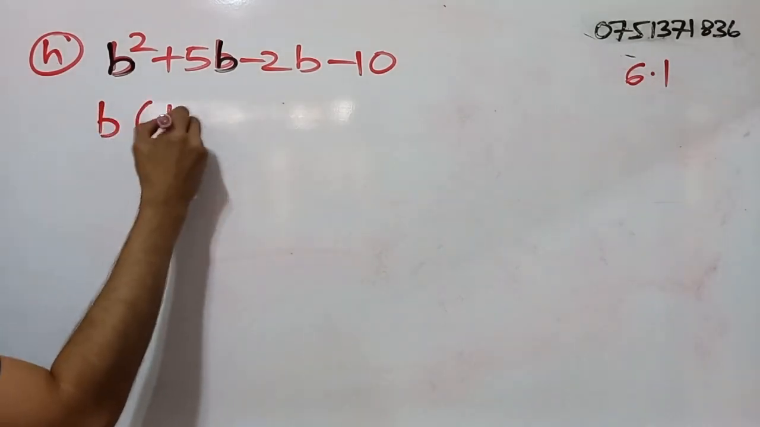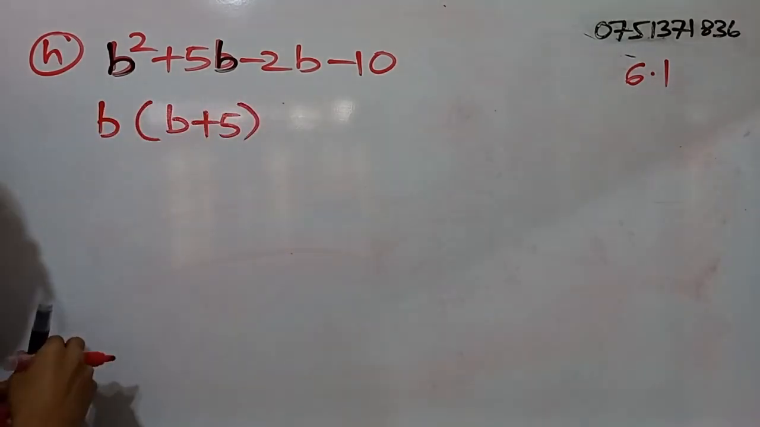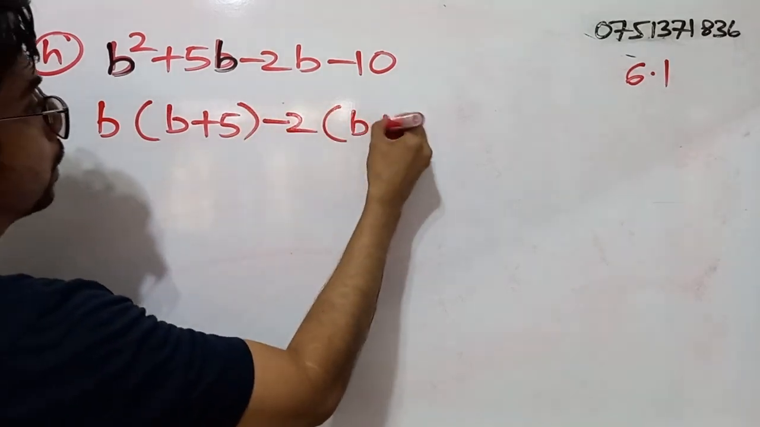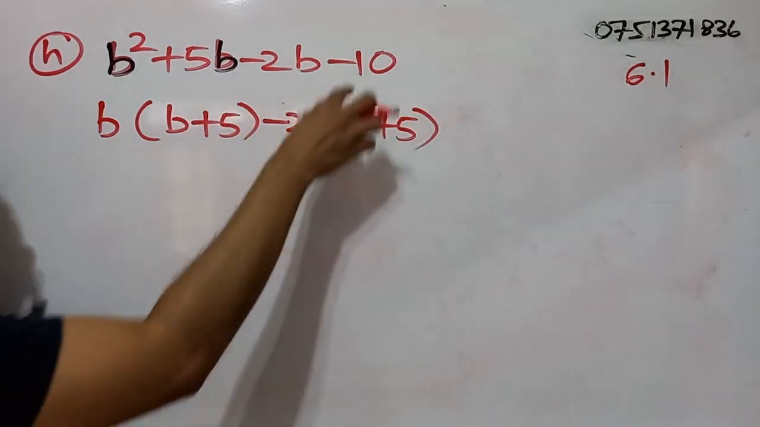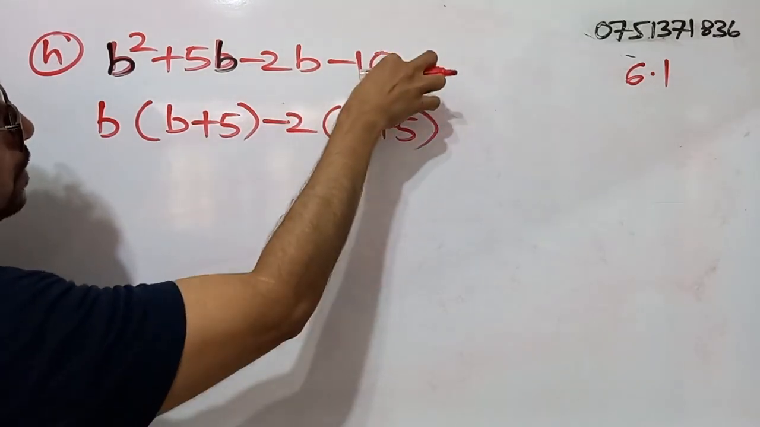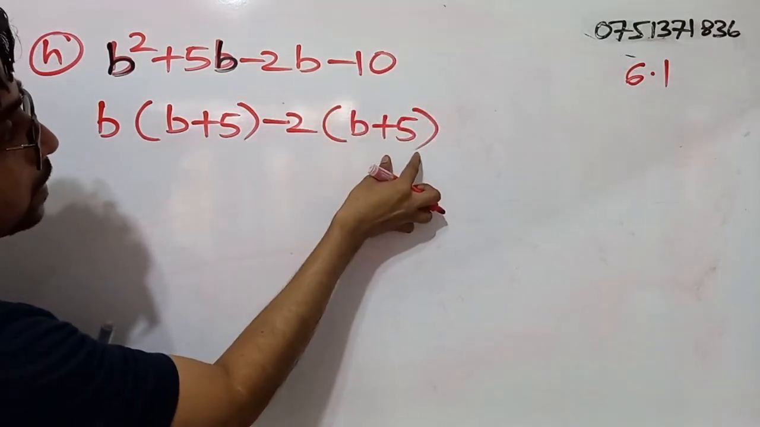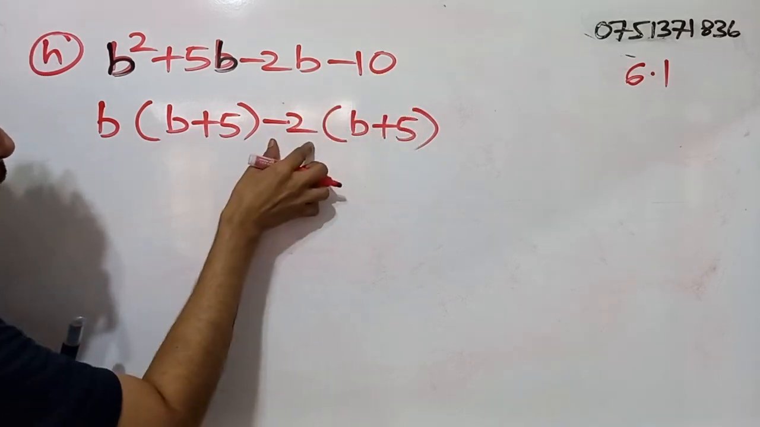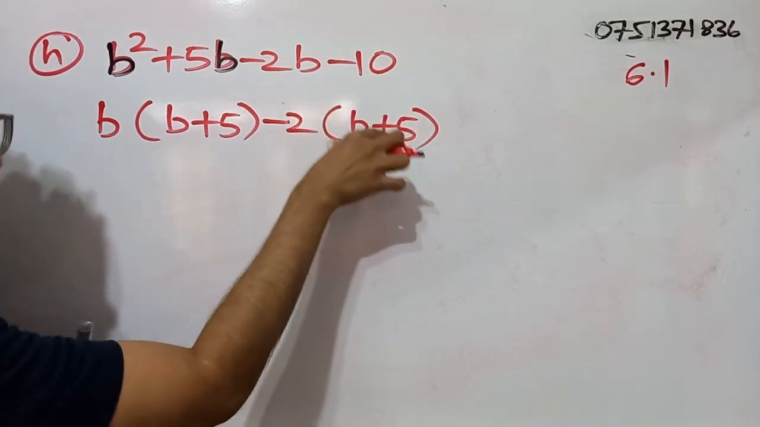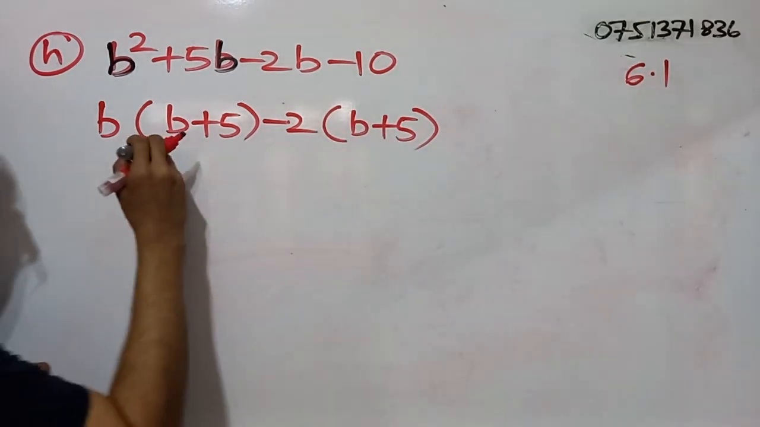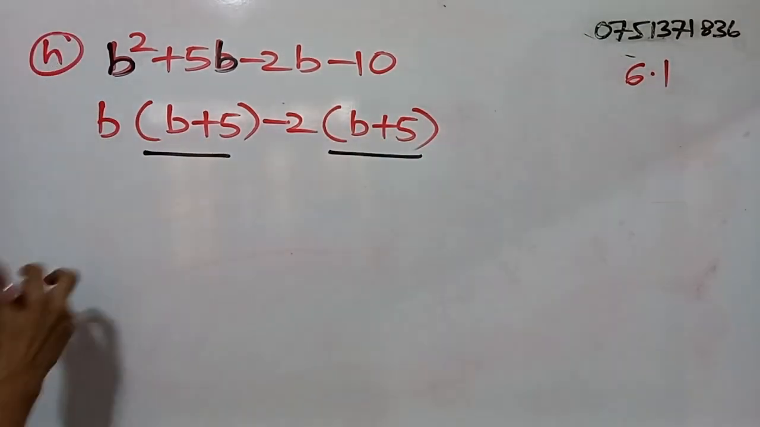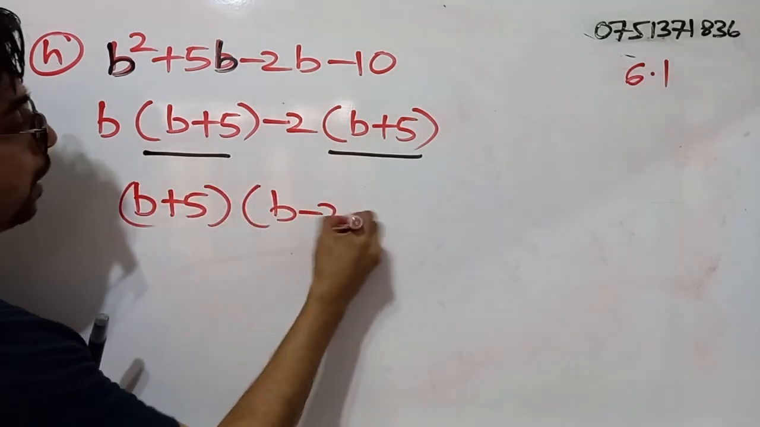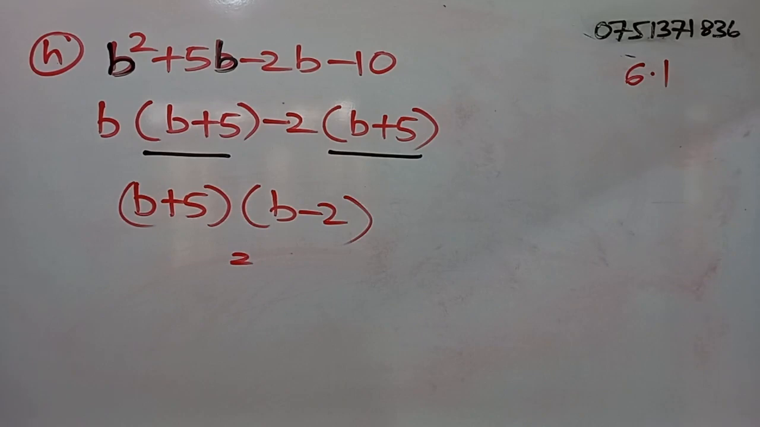So what goes inside? B plus 5. Right? When we consider these two, we can take negative 2 as a factor, so b plus 5. Now be careful. Now when this term goes into the brackets, it becomes what? Positive 5. Negative 10 we have to divide by negative 2. So the outcome will be positive 5. Right? Now these two expressions are common, so we can take b plus 5 and b minus 2. It will be the answer.